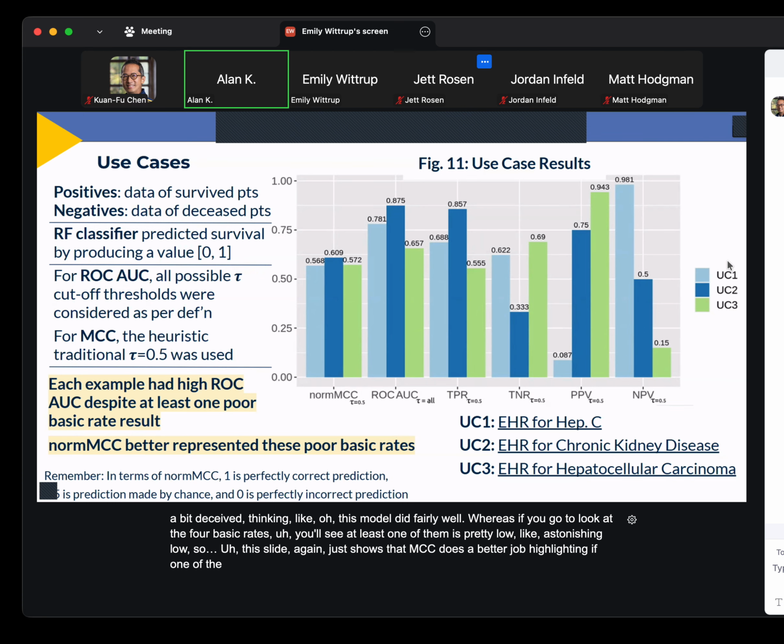What do we think of this MCC? Do we think they're just making stuff up? Do we think it's going to be useful? Would you use it in your work? You all run models, so what do you think?